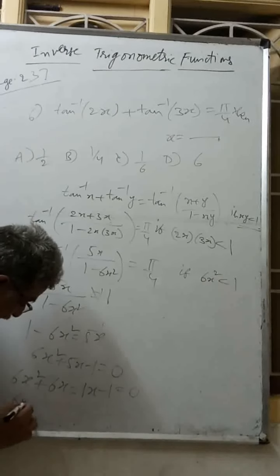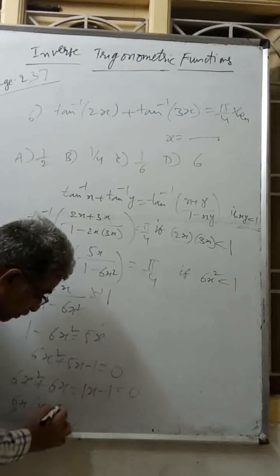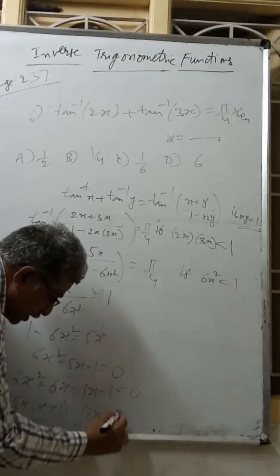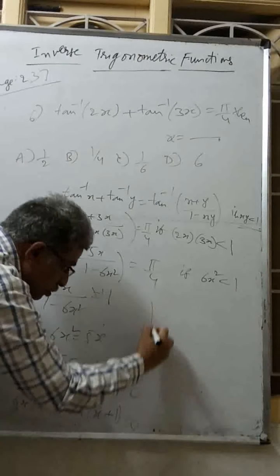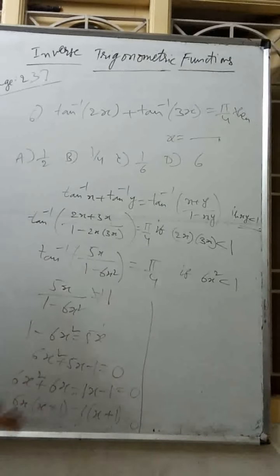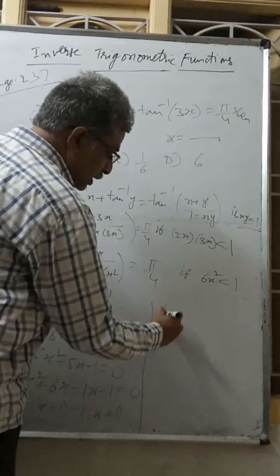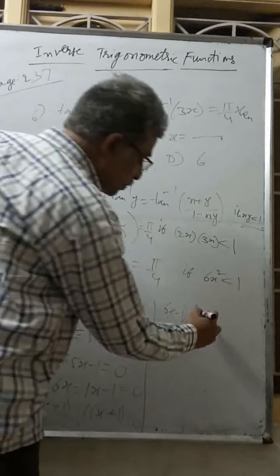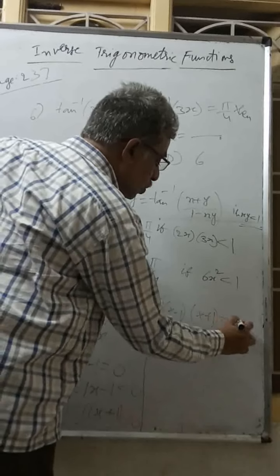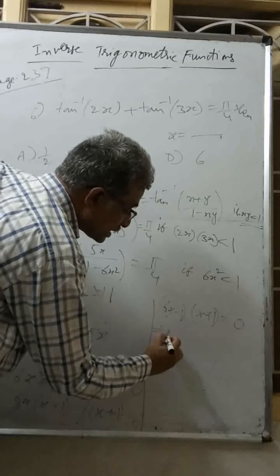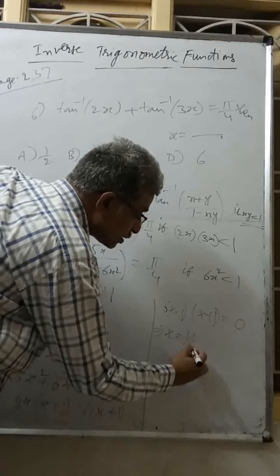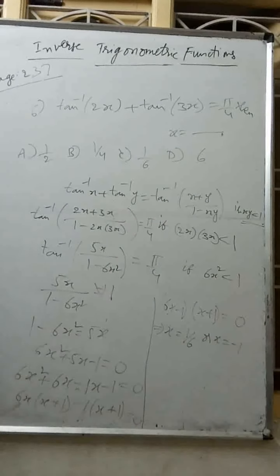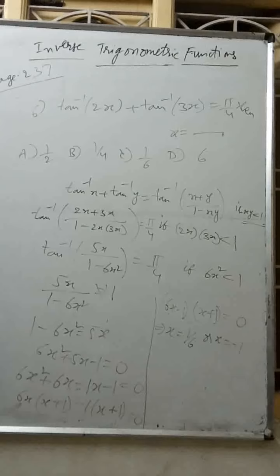So 6x if I take common, this becomes x plus 1. And minus 1 common, this becomes x plus 1 equal to 0. So observe carefully, I am getting two factors here: one is 6x minus 1, the other one is x plus 1, equal to 0. This implies either x equal to 1 by 6 or x equal to minus 1.